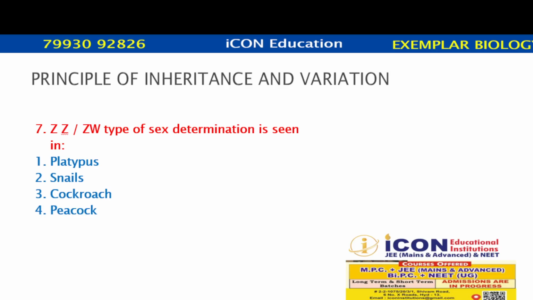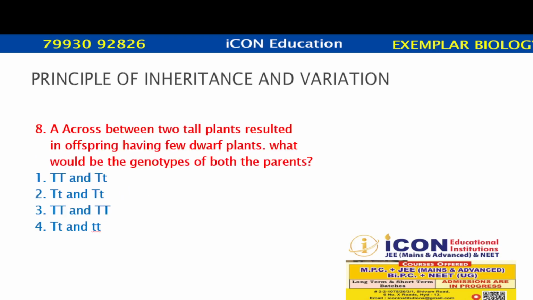ZW type of sex determination is seen in platypus, snails, cockroach, peacock. Such kind of sex determination you will find in birds, so in that way I am selecting peacock.